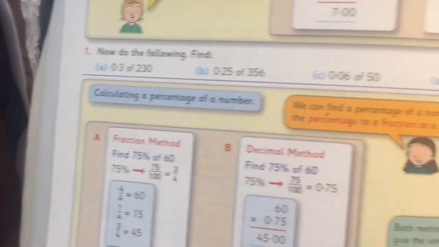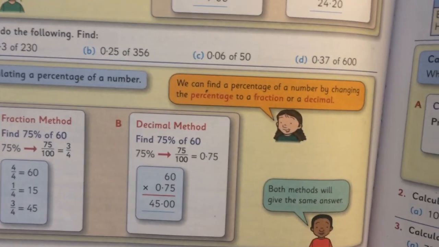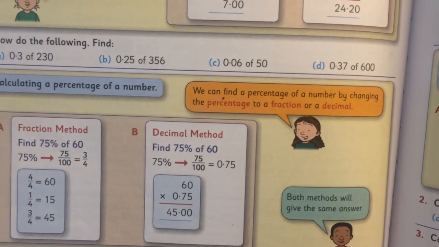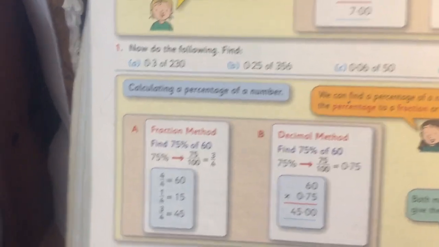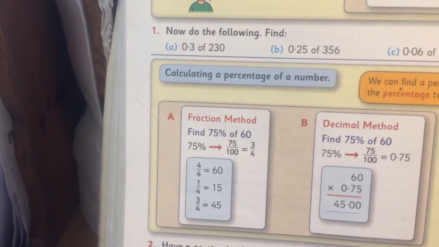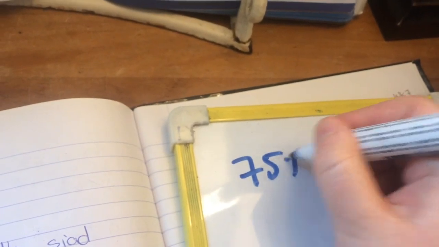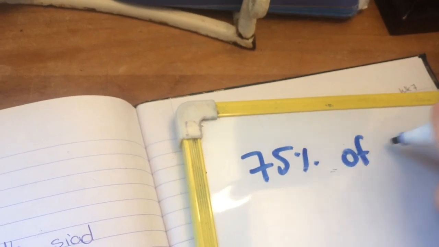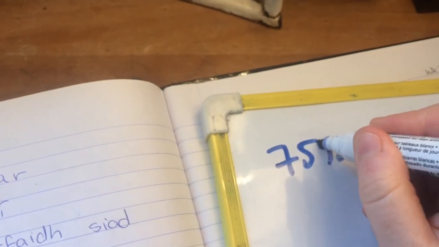Question 2 is how to calculate a percentage of a number. Now, the easiest thing to do with percentages is to change them to either a fraction or a decimal and use a fraction method or a decimal method then. It's just the easiest way. So we're going to try the fraction method first. So if I was asked to find 75% of 60.